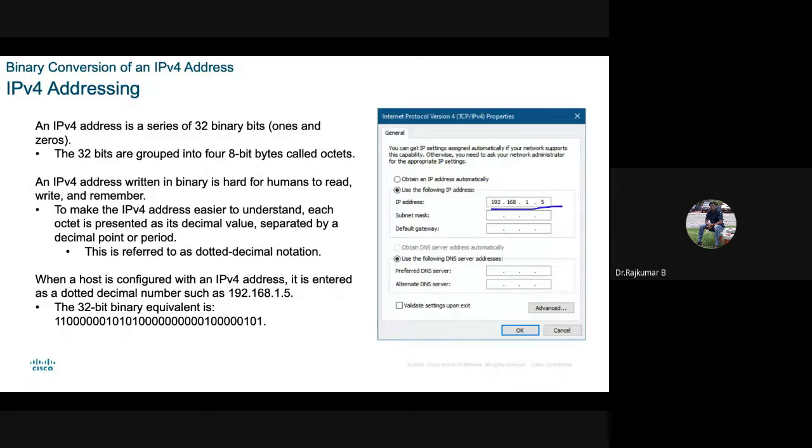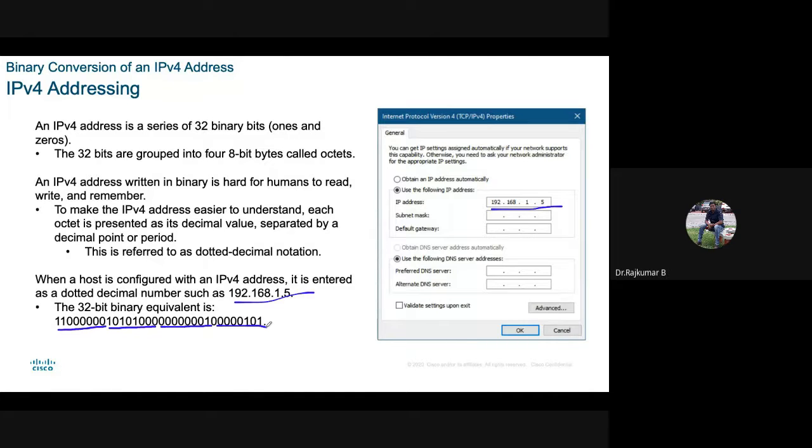11000000, 10101000, 00000001, 00000101. You can see here, this value is equal to 1 2 3 4 5 6, this one 1 2 3 4 5 6 7 8. This one is another byte and this is another byte.